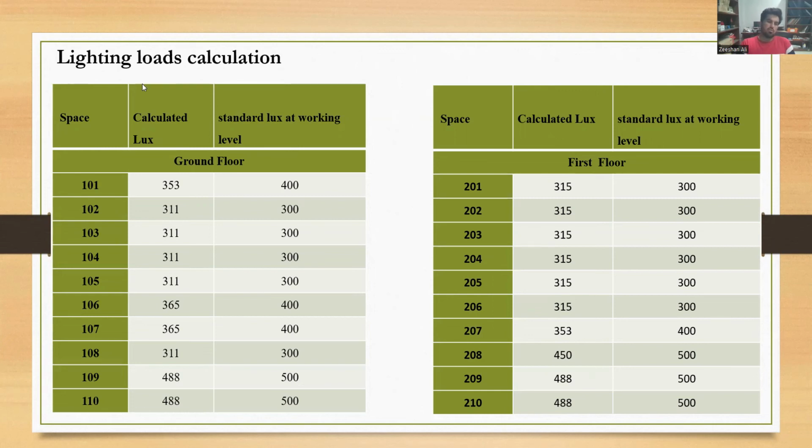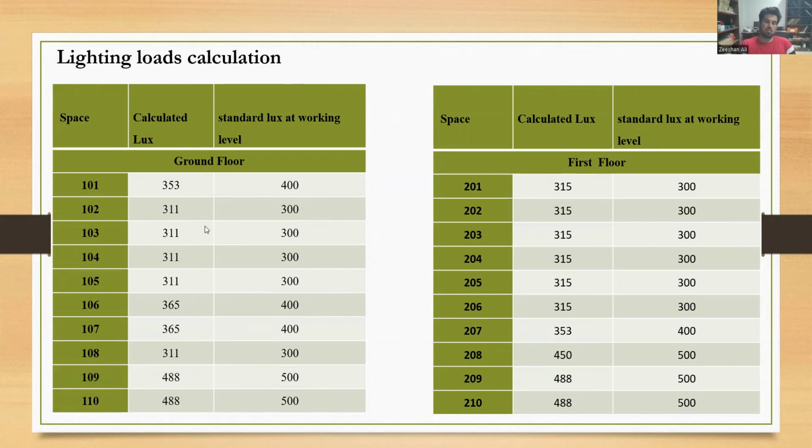In this work, we calculated lux at working level using a lux meter. A lux meter is a device which measures lux in a certain space, and this column shows the standard lux at working level. This is different for each room as per the usage of the room. Classrooms, offices, and computer labs have different lux as per standard.